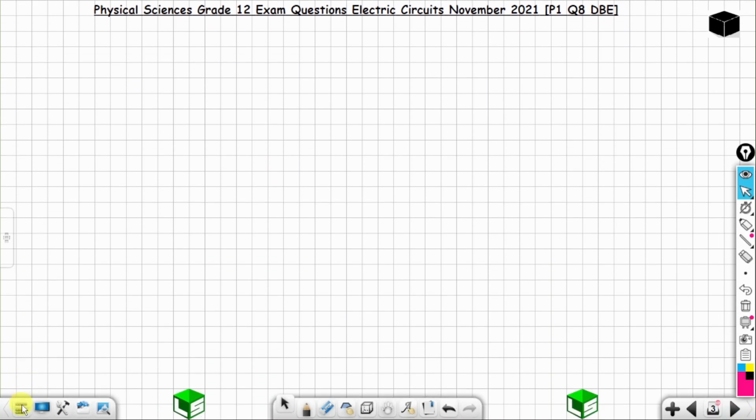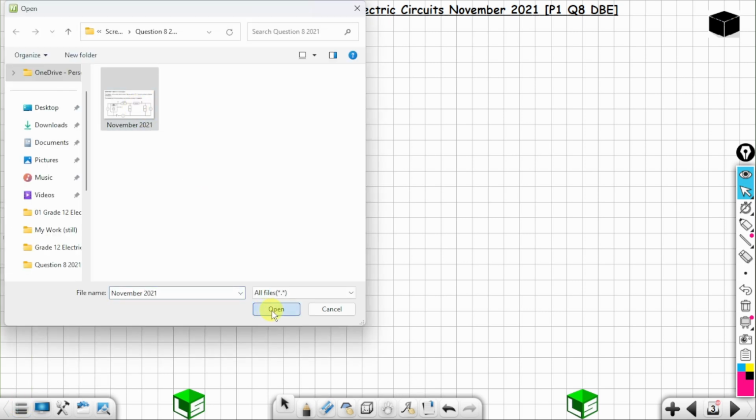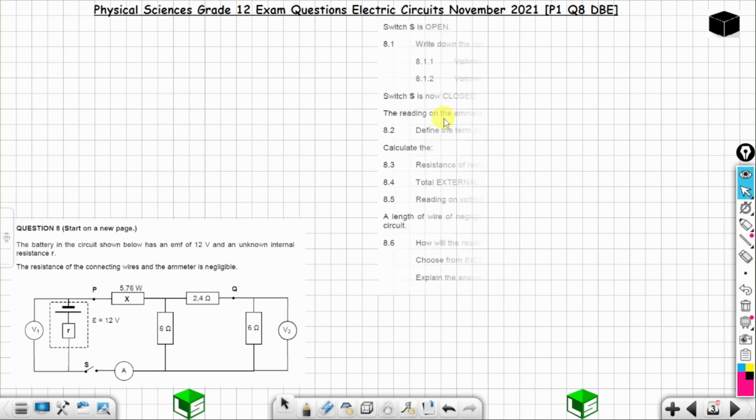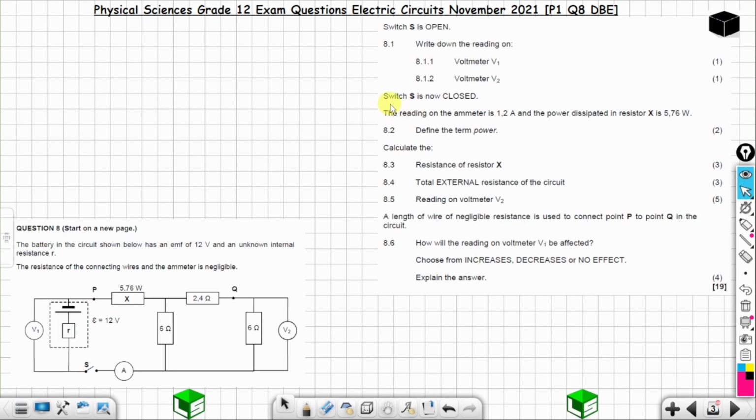Now, question 8.4. This is the question. You are told switch S is now closed. Now we have to calculate the total external resistance of the circuit. Remarks: the total external.